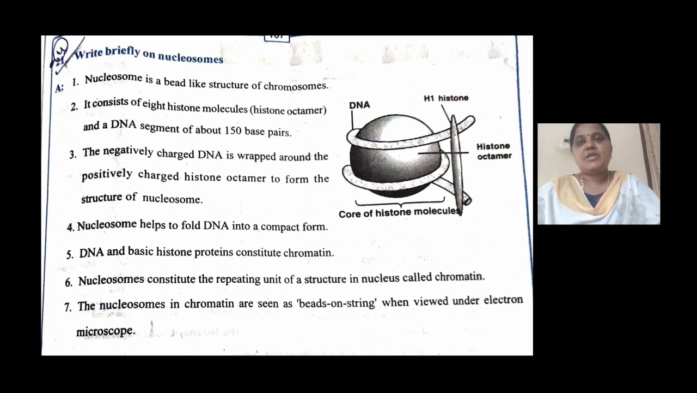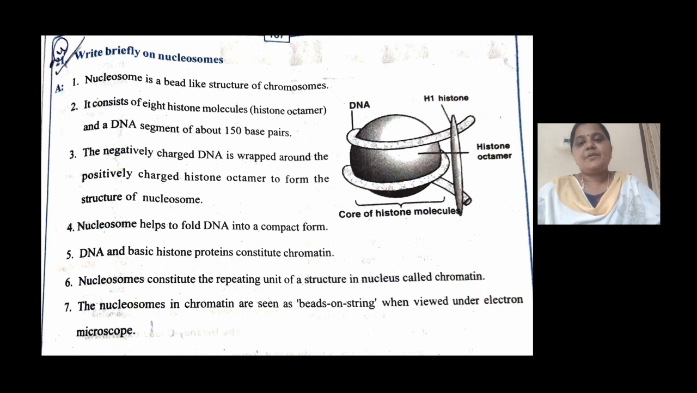The negatively charged DNA is wrapped around the positively charged histone octamer to form the structure of the nucleosome. This nucleosome helps to fold DNA into a compact form.